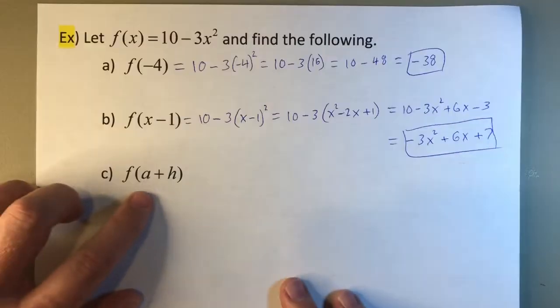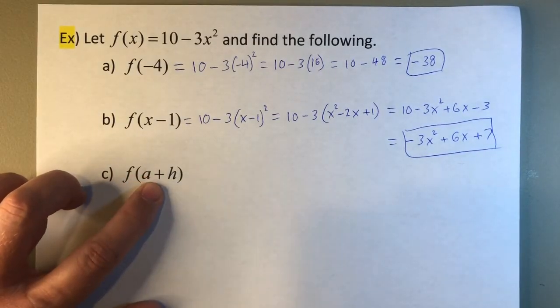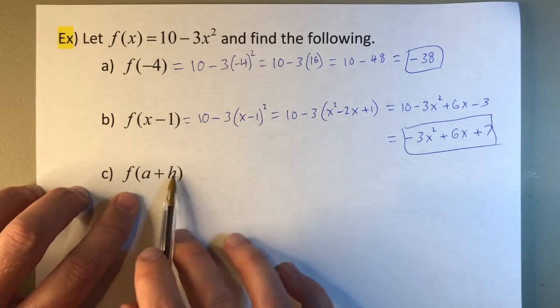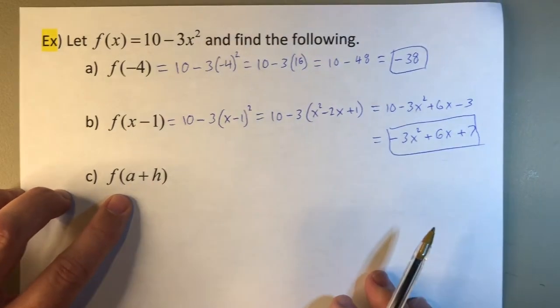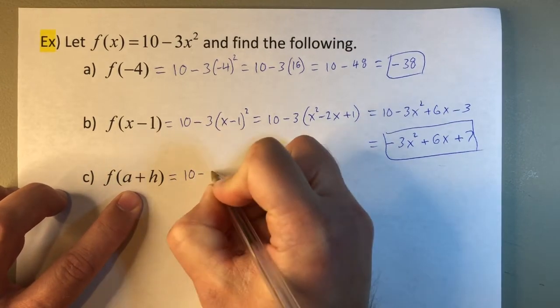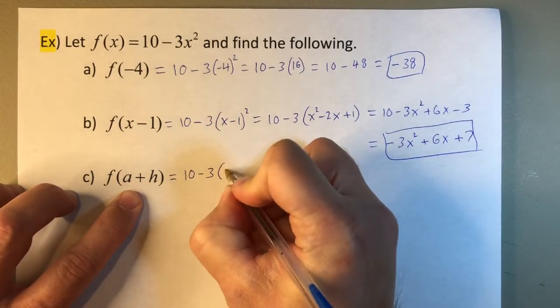All right. This one actually is a component of what will be called the difference quotient. And then in calculus, it'll be called the definition of the first derivative. So this is a pretty critical piece right here in terms of understanding how to work with it using function notation. So let's see what we can do. Well, it's the same thing. Wherever we see an x, we replace it with whatever this is.